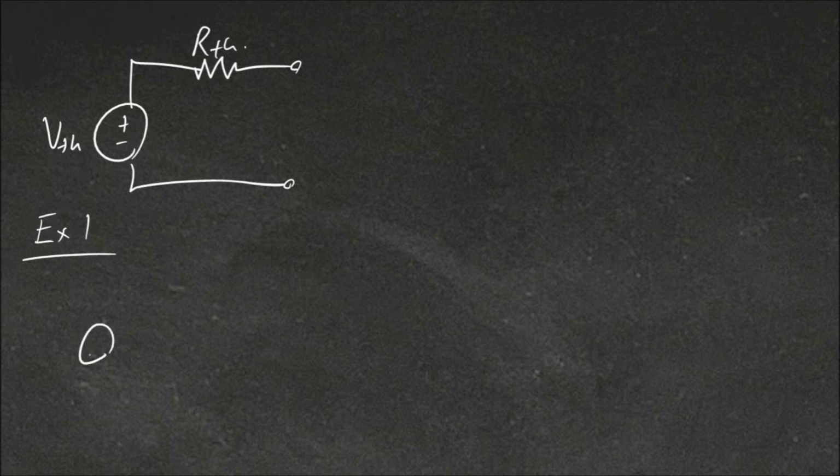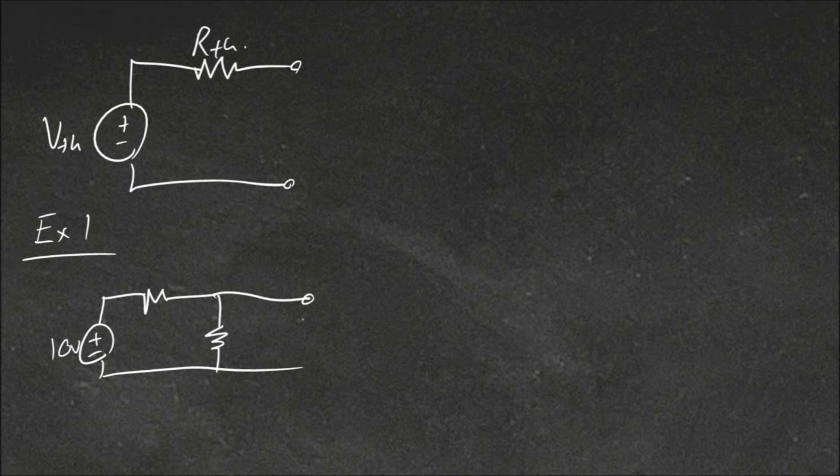We have a 10 volt source, resistor here, and when you draw this, you leave it with no load attached, so this is just the voltage output. And this is R1, which we'll call 2 kilo ohms, and R2, which is 10 kilo ohms.